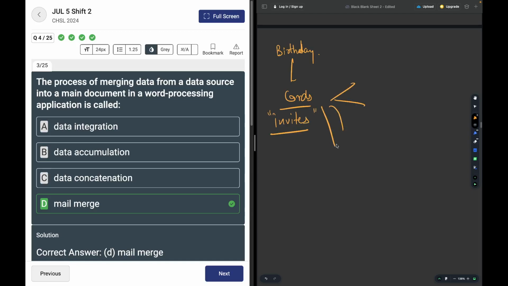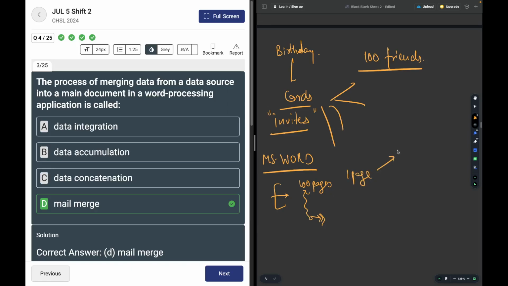Now you're supposed to send it to 100 of your friends. So you won't be able to write down all the cards manually. That is where you'll use MS Word. You'll type all your cards. Now instead of having 100 different pages, you will have just one single page, which is the invite, and in the section where you write 'to', or the address, you will use mail merge over here.